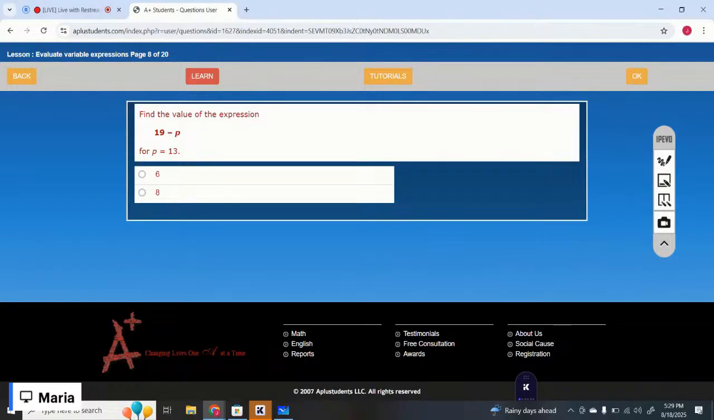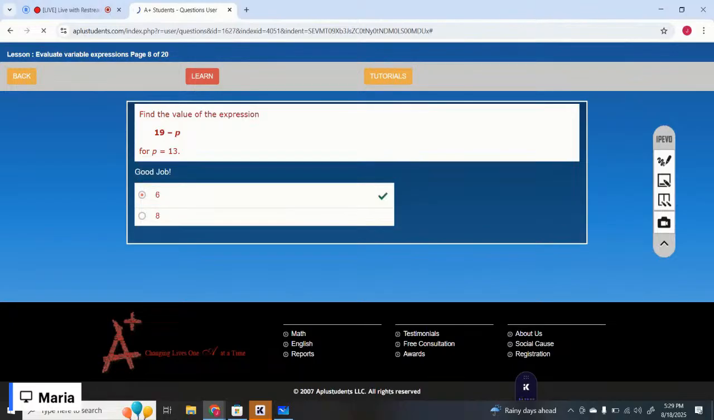Find the value of the expression 19 minus 9. That is 19 minus 13, which is 6. Option number 1 is the correct option.